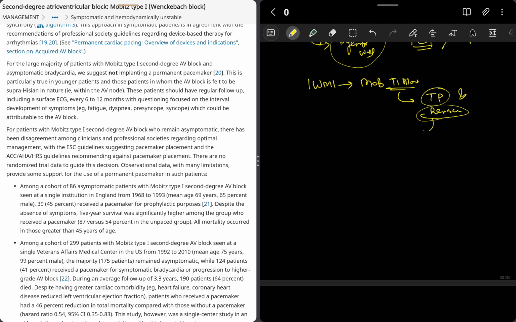So, in a nutshell, for the large majority of the patients with Mobitz type 1 second degree AV block and asymptomatic bradycardia, we suggest not implanting a permanent pacemaker. This is true in young patients and those patients in whom AV block is felt to be suprahisian. Suprahisian means above the bundle of His, that's within the AV node.